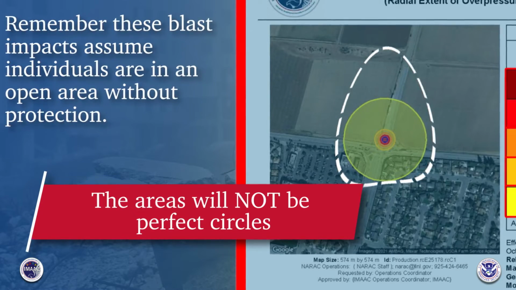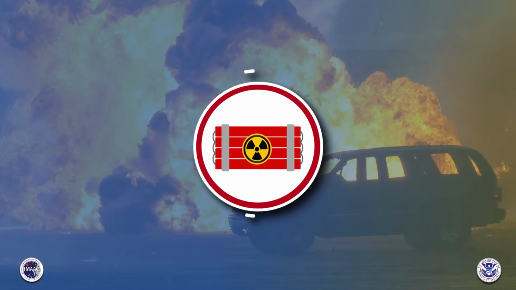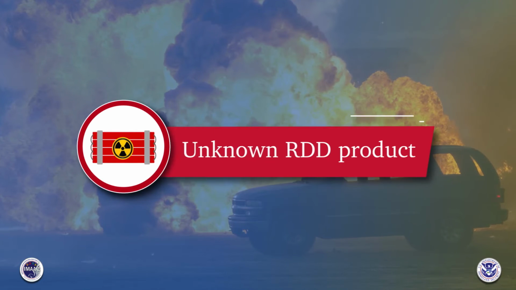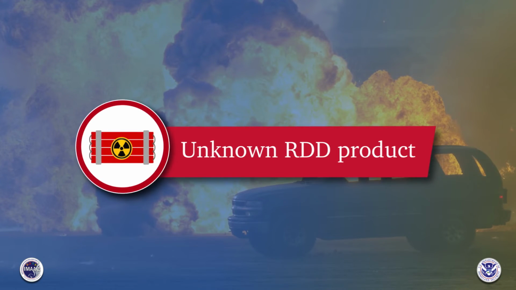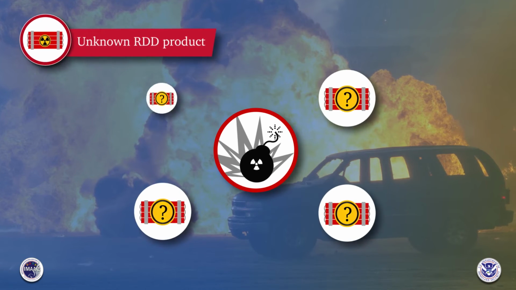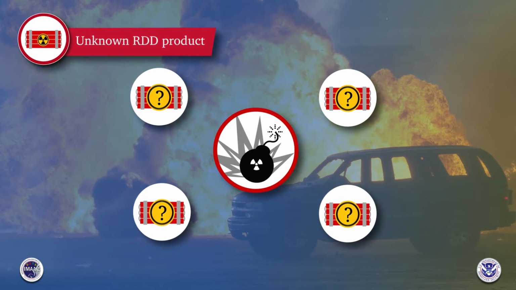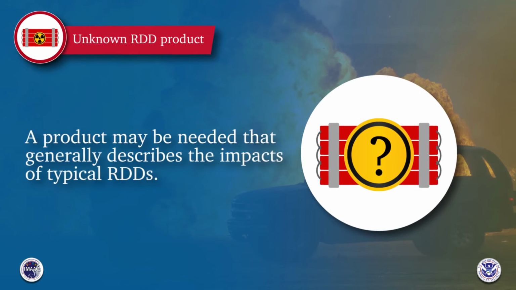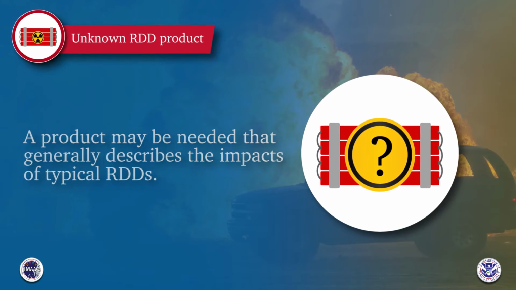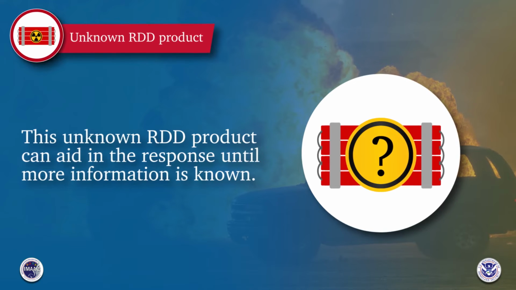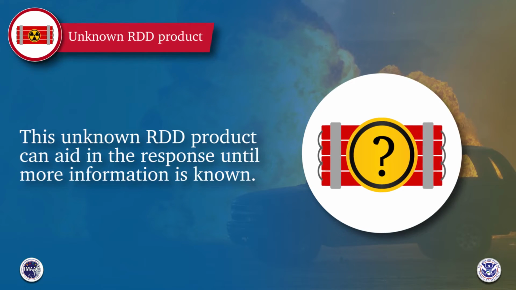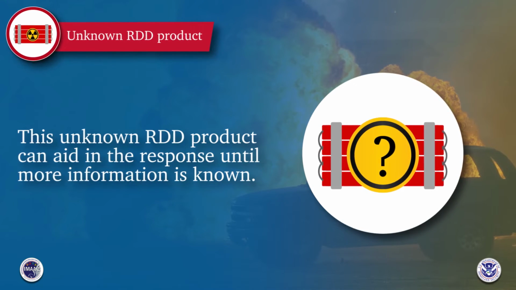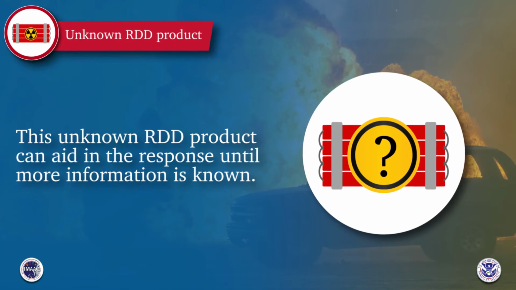A unique IMAAC product for a radiation dispersal device incident is the unknown RDD product. In the immediate aftermath, it may not be known what type of radiological material was contained in the device. For this reason, a product may be needed that generally describes the impacts of typical RDDs. This unknown RDD product can be produced to aid in the response until more information is known, and a more refined product can be generated.